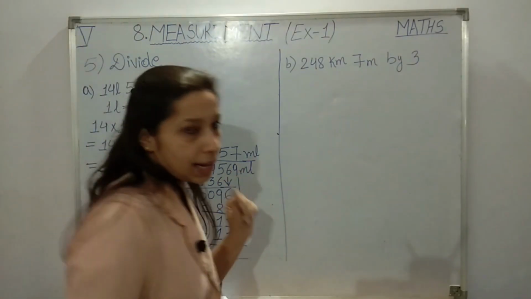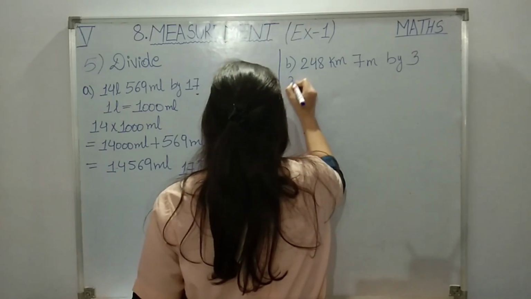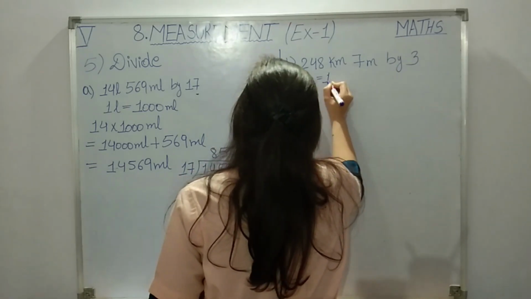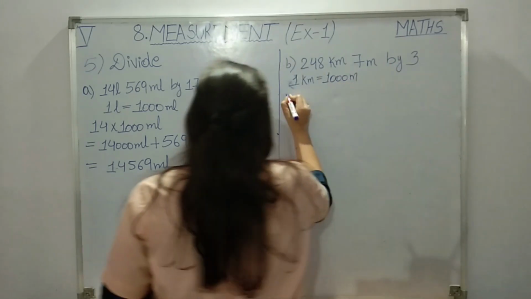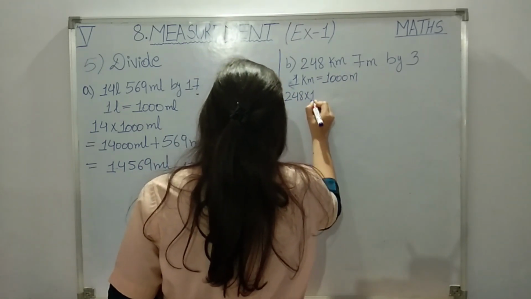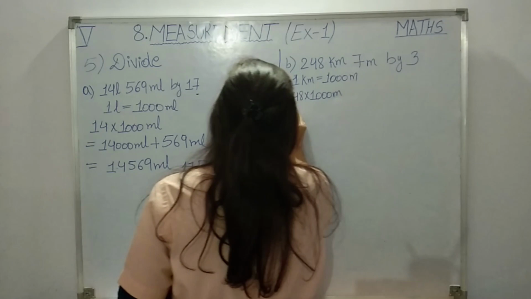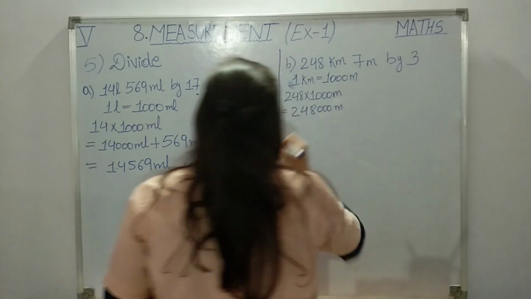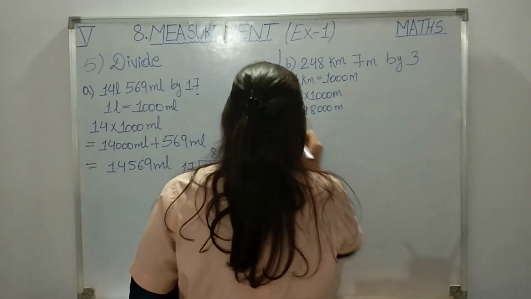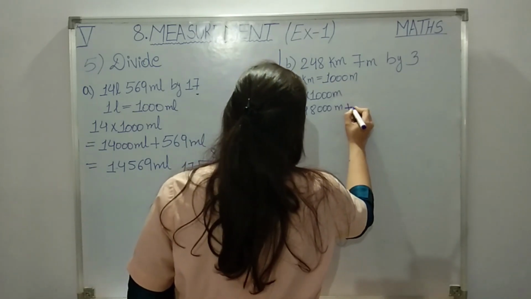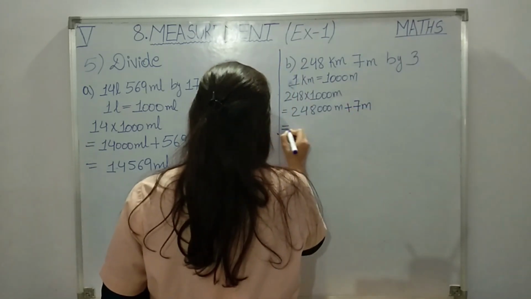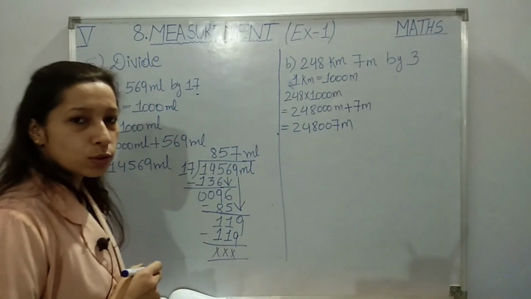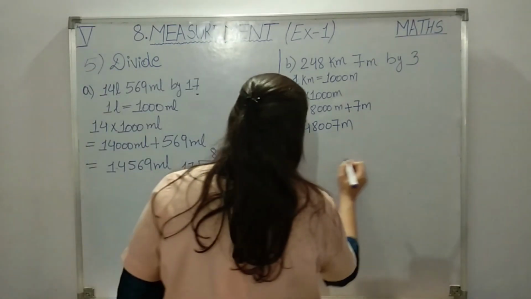Again here I will convert and I will explain you. Okay, so bigger unit into smaller. First, 1 kilometer is equal to 1000 meters, isn't it? That's why 248 into 1000 meters, we will be getting 2000. Sorry, wait, let me write. Okay, so 2,48,000 meters. Now we are going to add here 7 meters. So the final number is 248,007 meters. Clear students? Now this we are going to divide with 3.